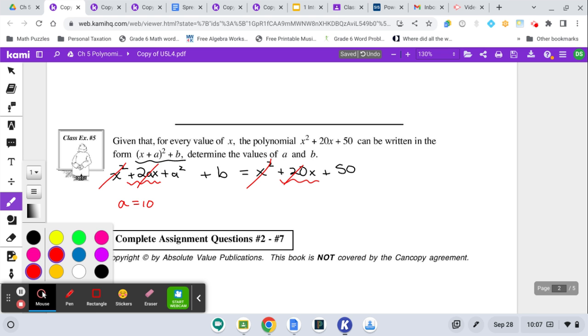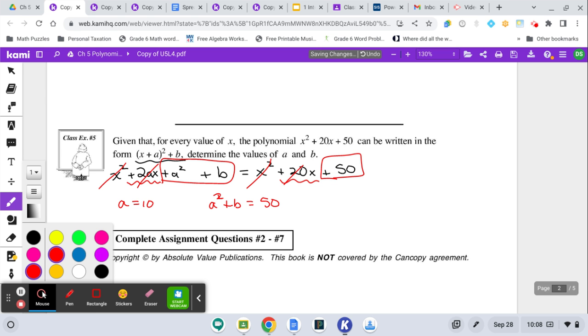So now whatever is left here, check this out. This part doesn't have any x's in it. It has to be the part, same with this part that has no x's in it. See where this is going to go? The part that has no x's has to be the same as the other part that has no x's. So I know that a squared plus b has to equal 50. There are no x's in them.